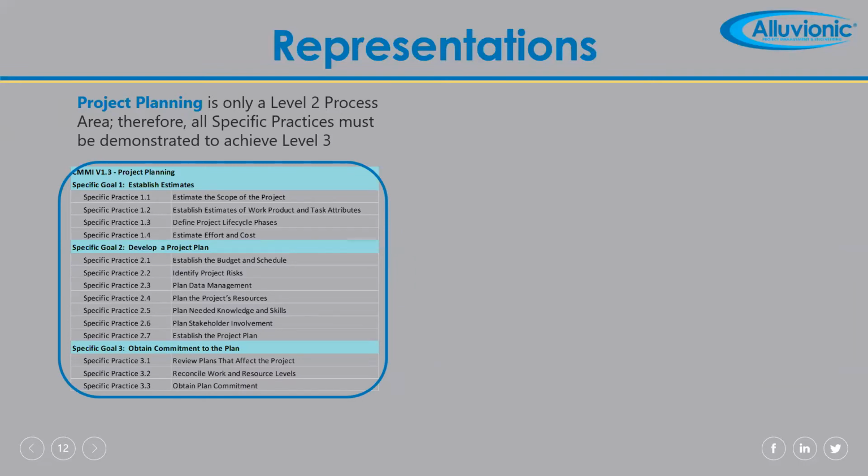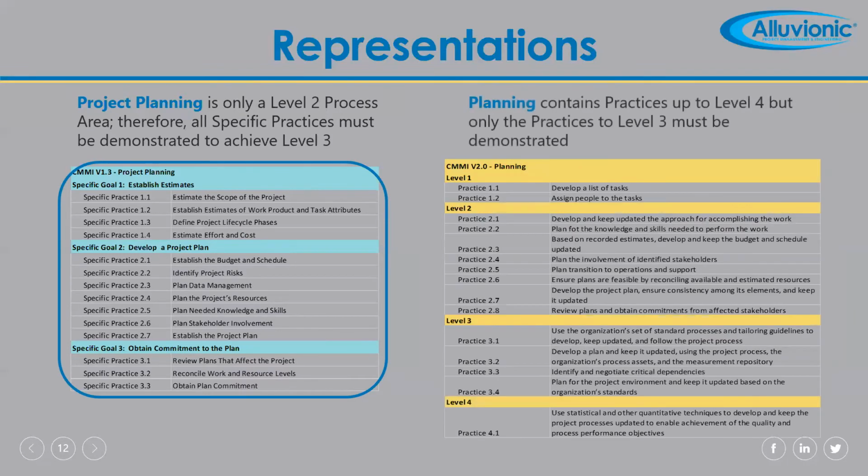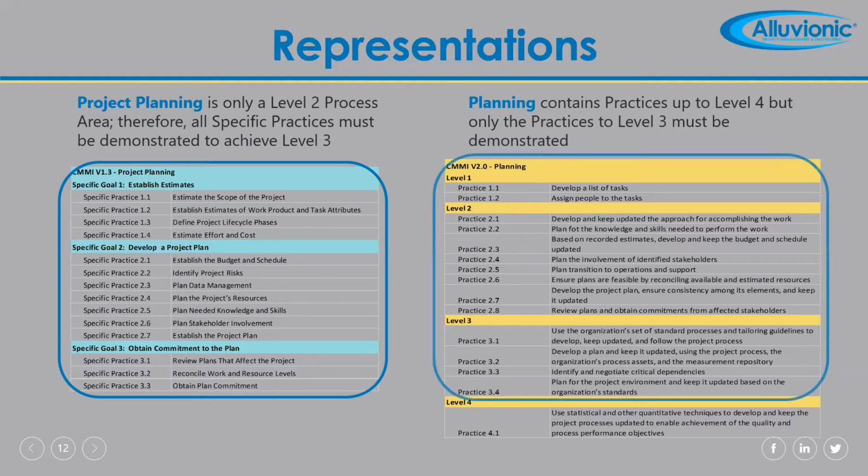Now, the equivalent PA in the V2.0 model is planning. As shown in the previous slides, the new model groups practices into maturity levels, and planning happens to have 4 levels of maturity. So a firm seeking maturity level 3 would only concern themselves with practices in levels 1, 2, and 3. They would not necessarily address the practices in level 4.